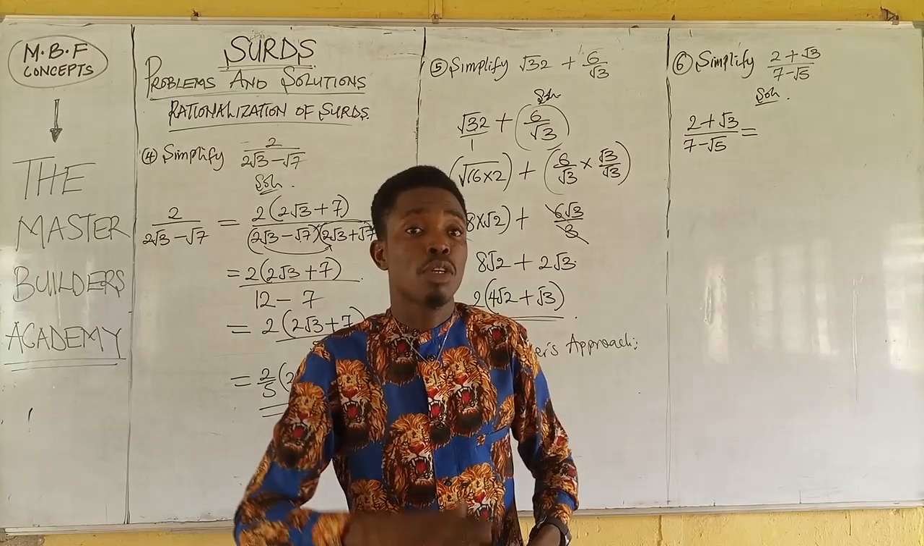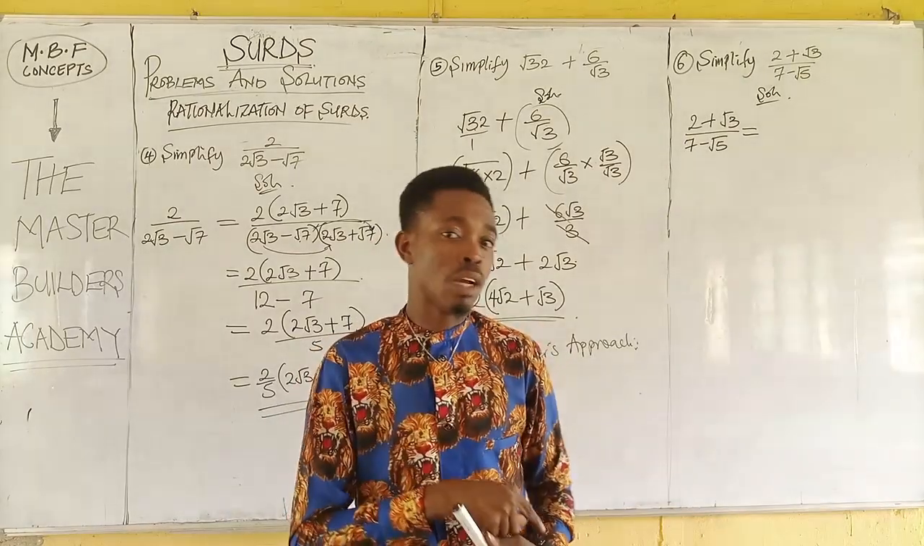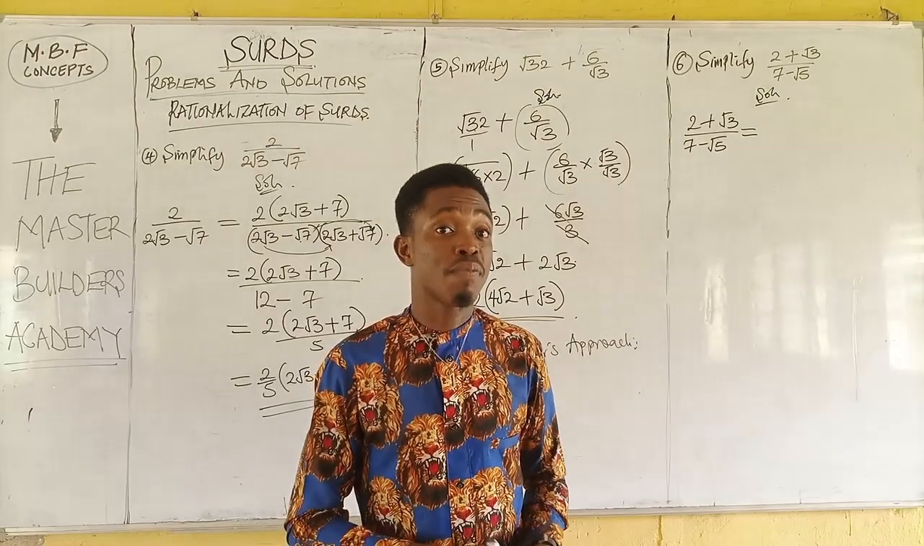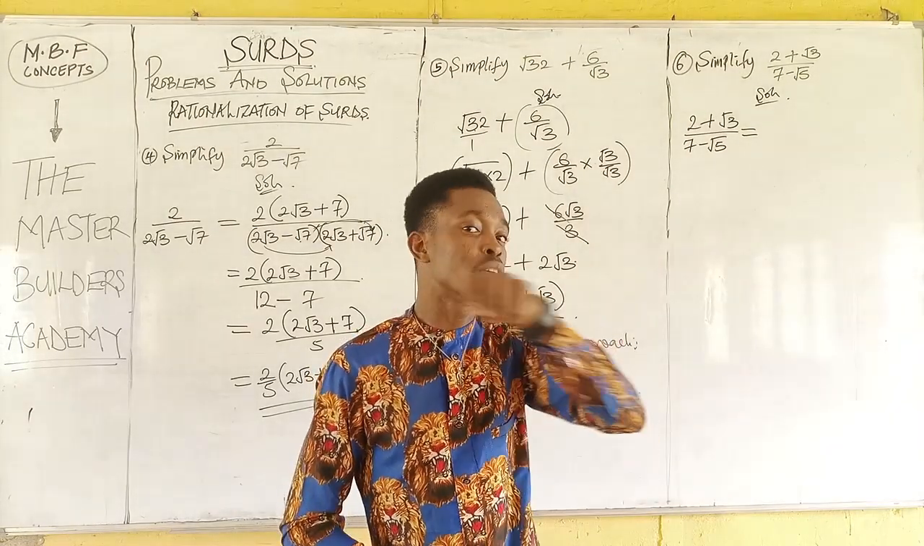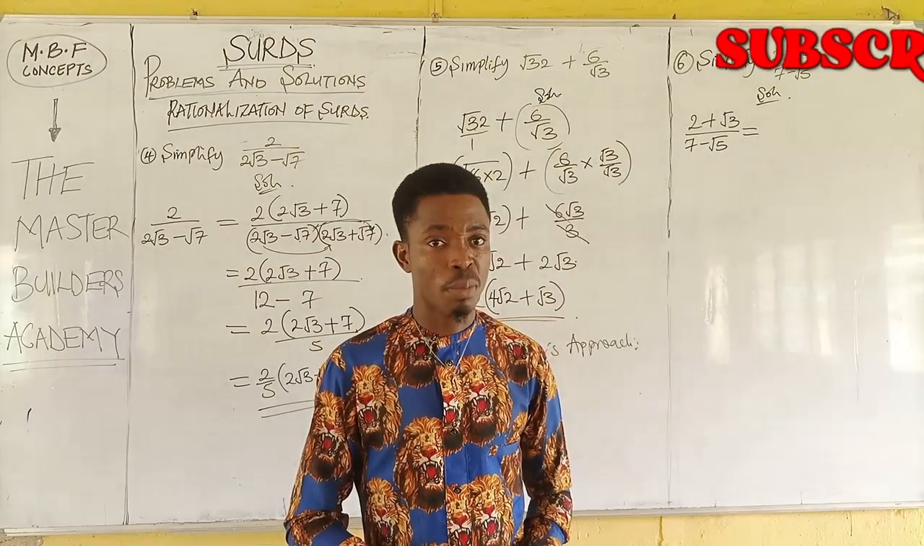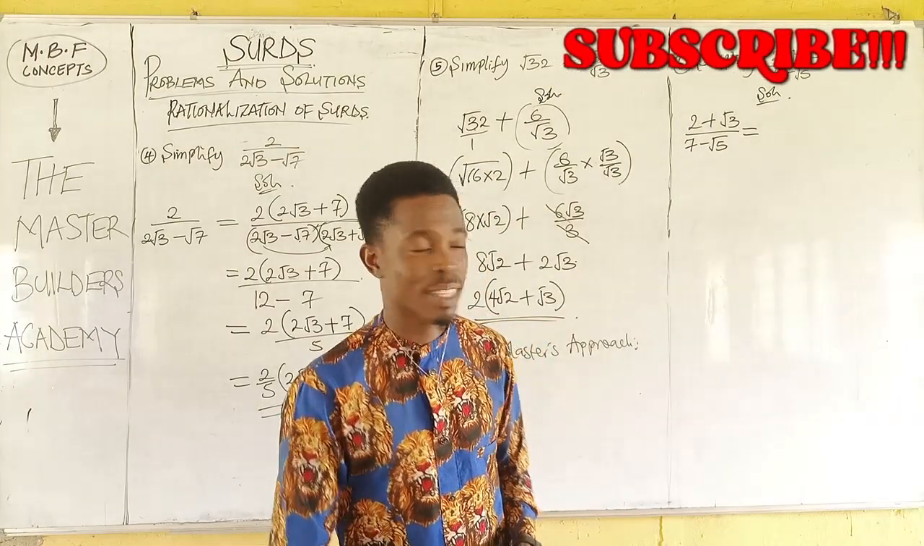And why do we rationalize? Because we want to eliminate that square root at the denominator. We do not want a square root to be present at the denominator. In fact, it is an error. It is highly prohibited to leave your answer having a square root at the denominator. Don't face the penalty, alright?